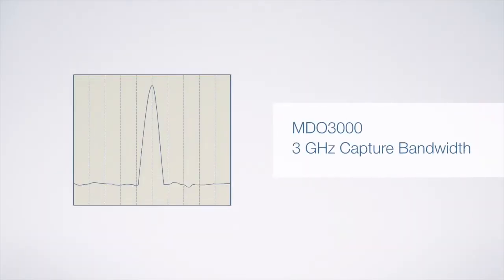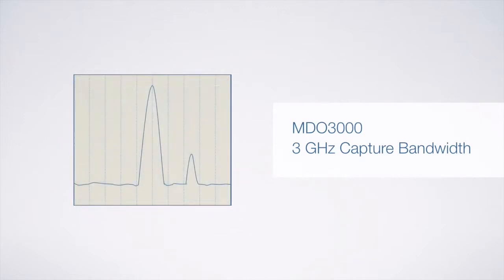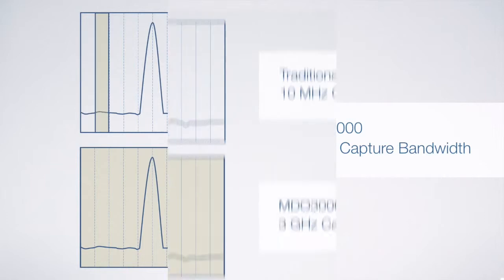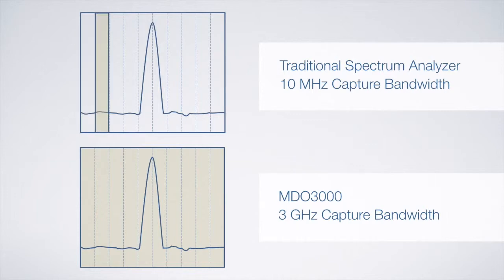The MDO3000 offers a much better solution. With its unique architecture that provides up to 3 GHz capture bandwidth, you can see your whole spectrum of interest in a single acquisition. No sweeping is required. Now you can watch your signal hop to different frequency bands or capture communications from multiple radios at once. Let's take a closer look with an example.